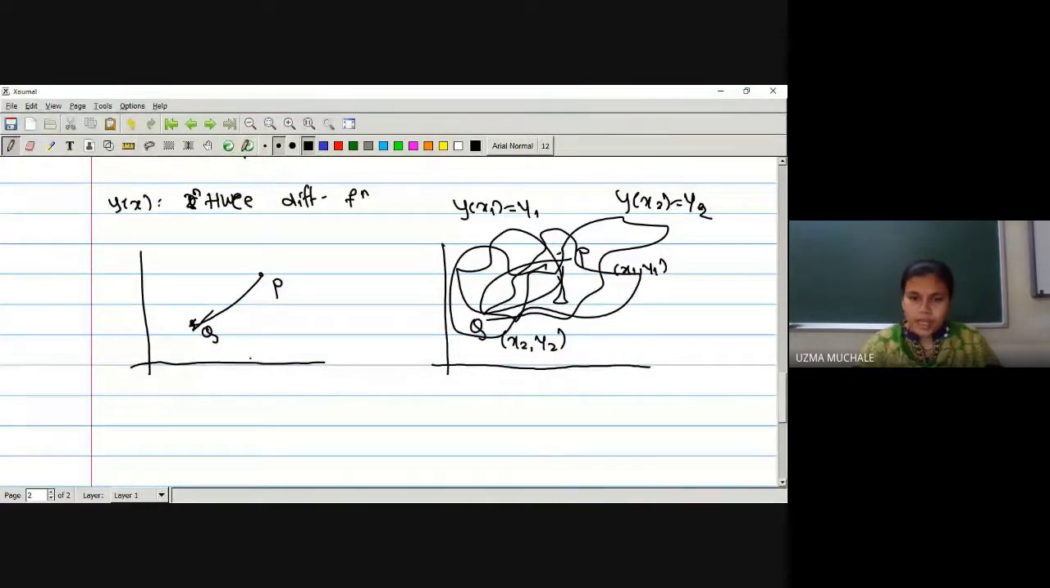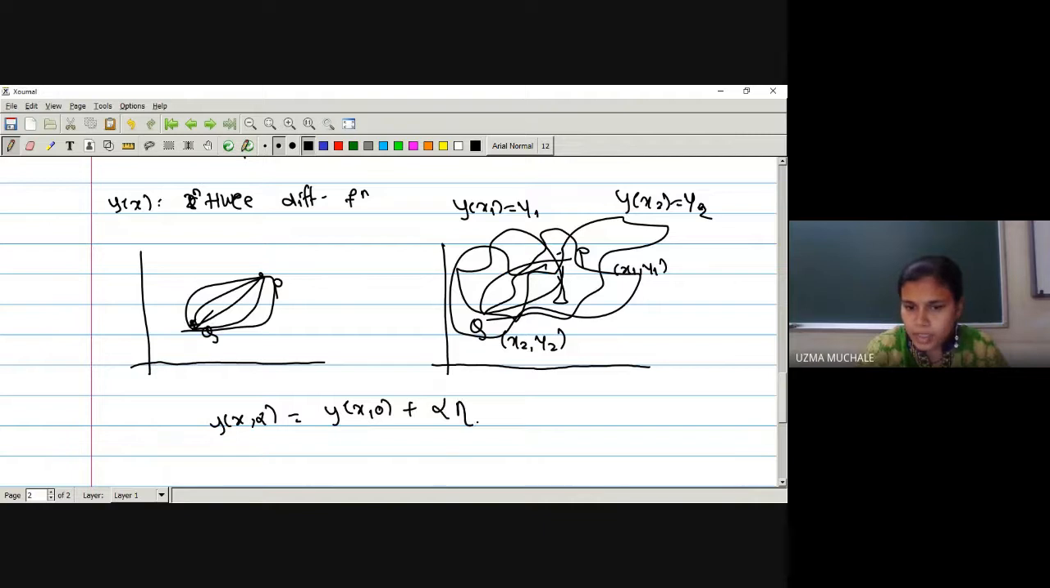Now, what is our aim? To find the Euler-Lagrange equation, right? Actually, there are so many paths. Now, out of all those paths, let us name them. Whatever the number of paths from P to Q, we are going to rename them as y of x alpha is equal to y of x0 plus alpha times eta of x, right? And why did you select it like this?